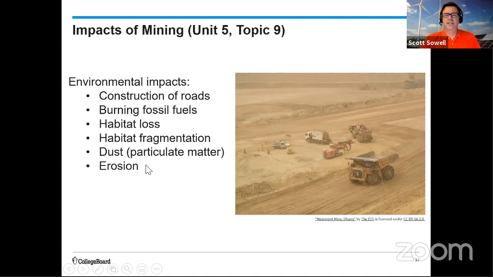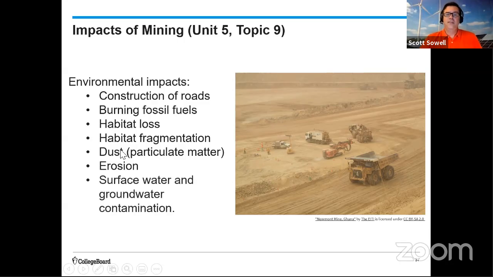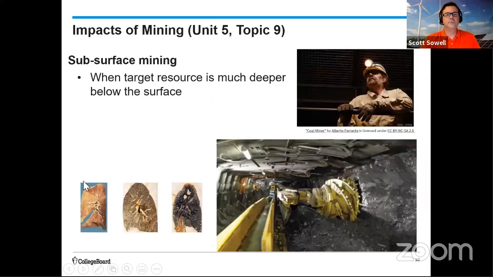If we're removing vegetation, remember roots hang on to soil. And once those roots are gone, the soil is more prone to wind and water erosion. And then if some of those materials escape through rain or surface water, they can actually contaminate our surface waters or groundwaters. So that's surface mining. Now let's go way below and do subsurface mining.